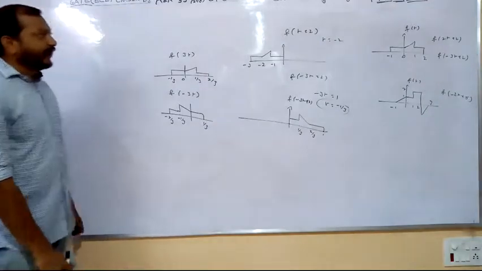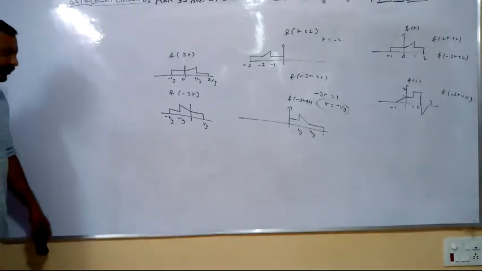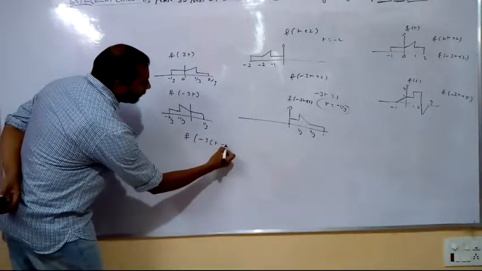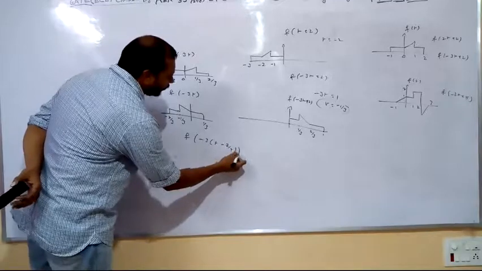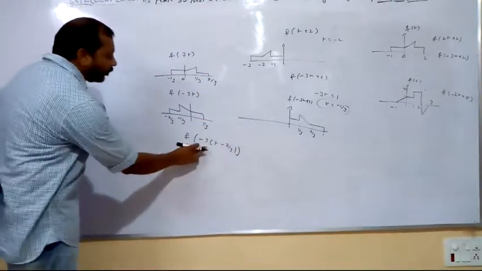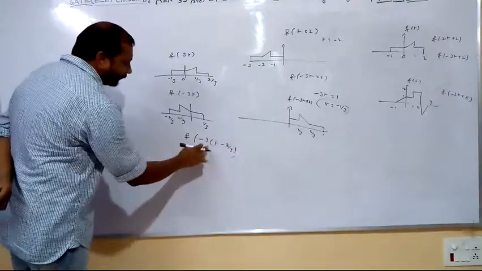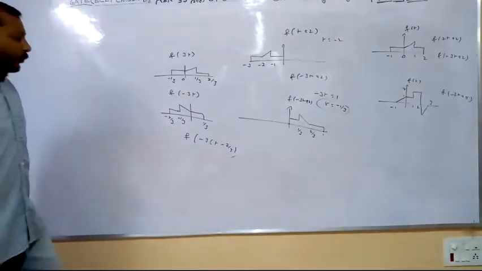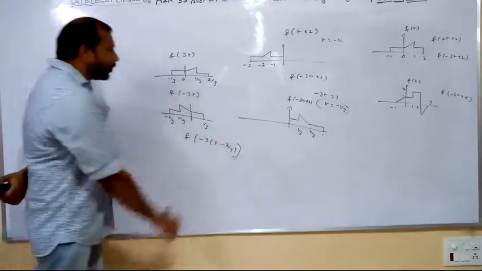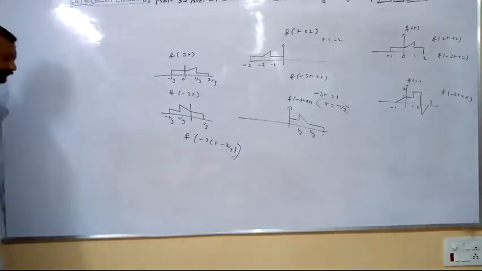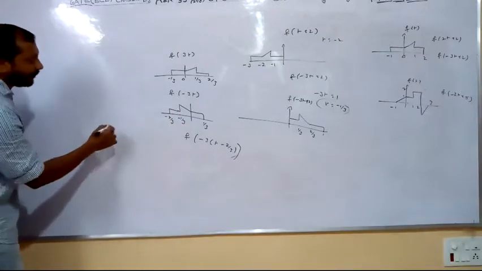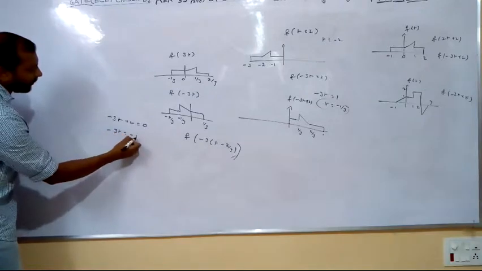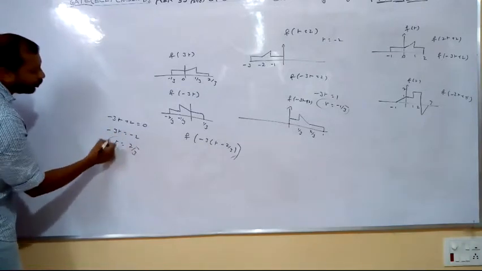From this we have to write the signal f of minus 3t plus 2. F of minus 3t plus 2 we have to represent as minus 3 into t minus 2 by 3. Upon multiplying the 3 inside, this will become minus 3t plus 2 only. If you have any confusion writing like this, simply equate minus 3t plus 2 equal to 0. So minus 3t equal to minus 2 and t equal to 2 by 3.